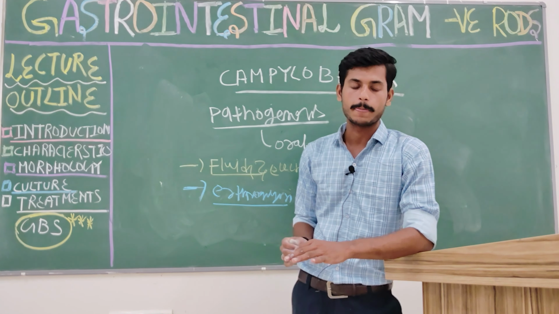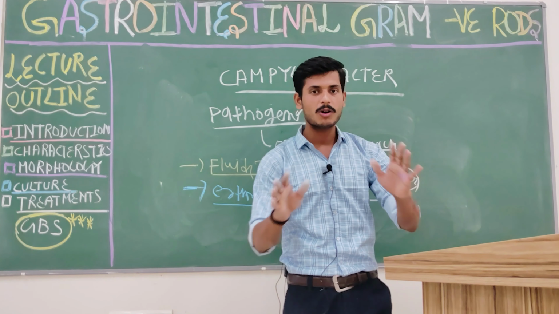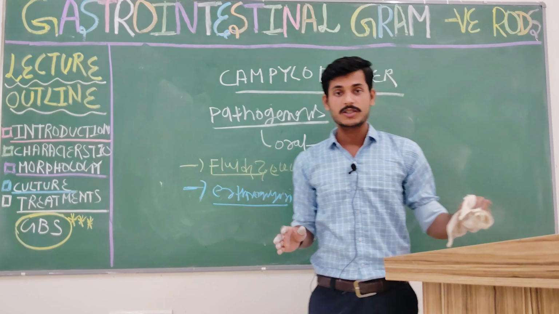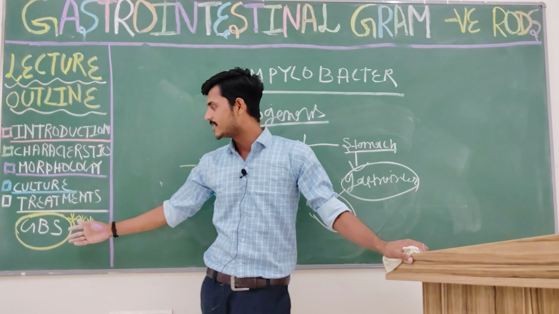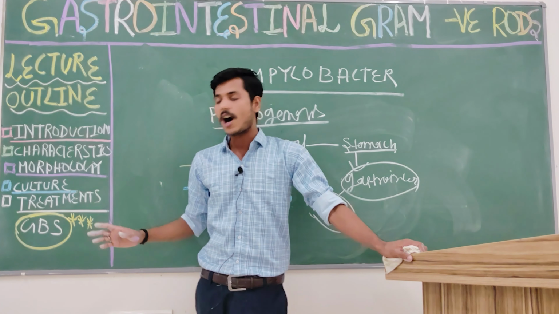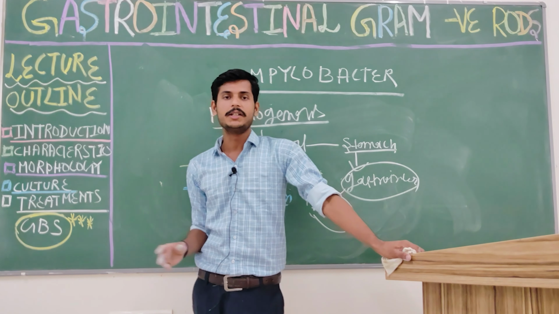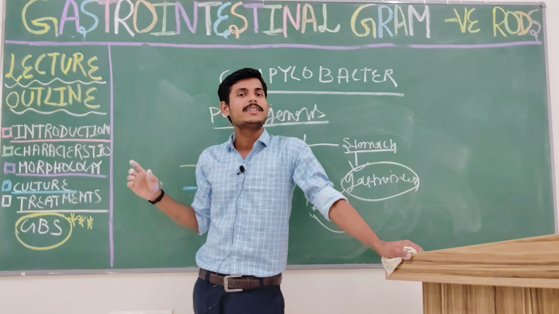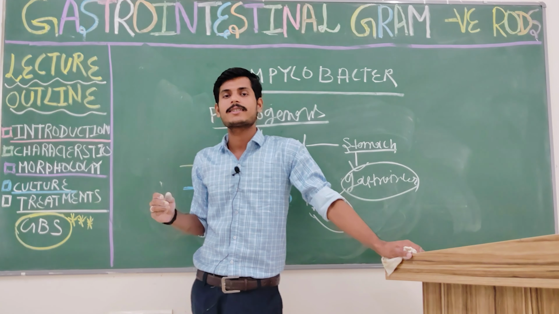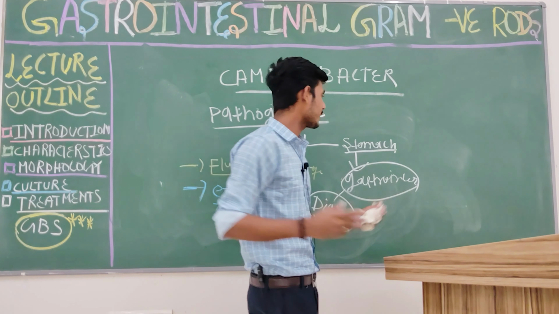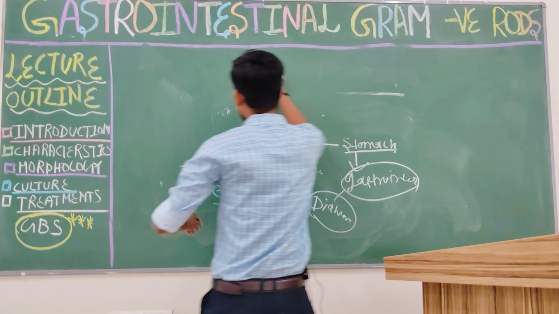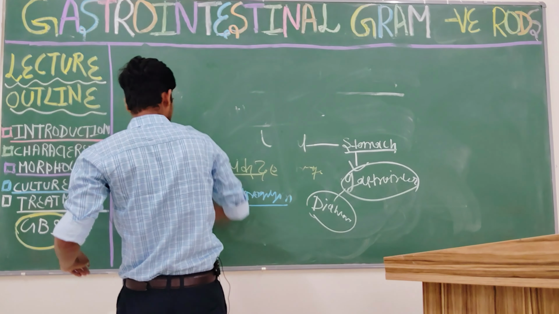Now, this is the general view about the Campylobacter species. But the thing we highlighted here is GBS. We have to discuss how Guillain-Barré syndrome is related with C. jejuni, also called Campylobacter jejuni. That's the main thing we have to understand in the study of the Campylobacter species.